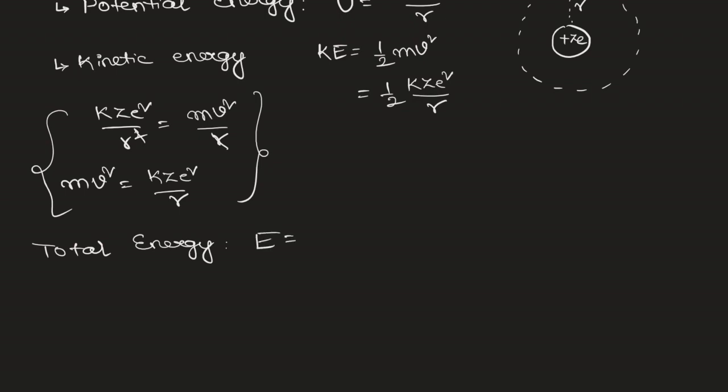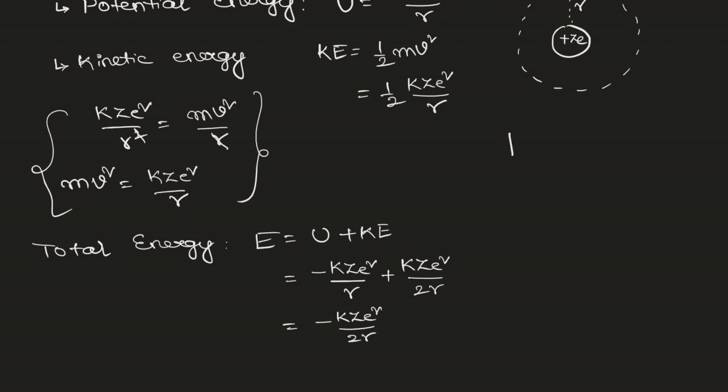Total energy, if I represent it with E, is the sum of potential energy and kinetic energy. That is equal to minus kZe square by R plus kZe square by 2R, or this will be equal to minus kZe square by 2R. So from this, we can come to one conclusion like this. Magnitude wise, total energy and kinetic energy are the same, and they are half that of the potential energy, of course. But total energy and potential energy have the same sign, whereas kinetic energy is positive in nature.